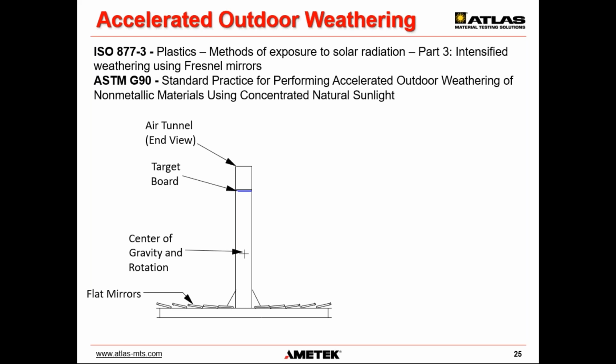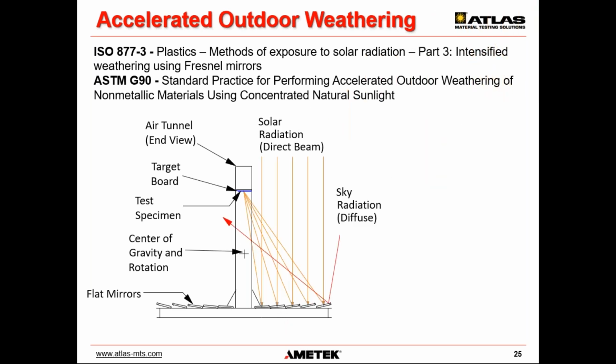Here we see a cross section of the solar concentrating devices, which is specified in ASTM G90 or ISO 877-3. The samples are mounted facing down in this area, which we call the target board in the drawing. Sunlight, which is natural solar radiation, reflects off these 10 mirrors onto the target board. In this way, significant acceleration can be achieved using natural sunlight, and it provides a very realistic simulation for many materials.